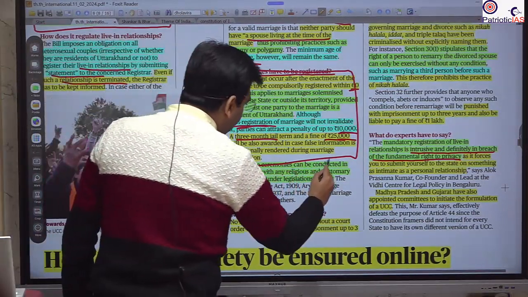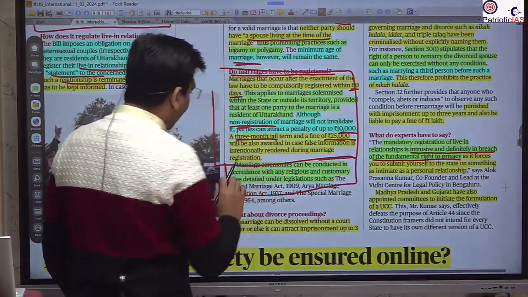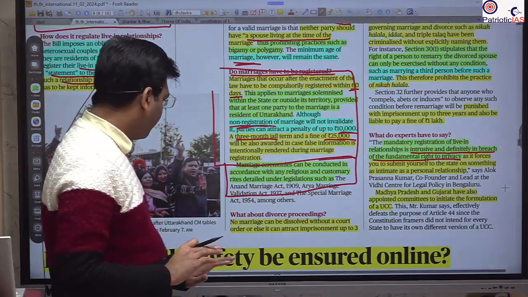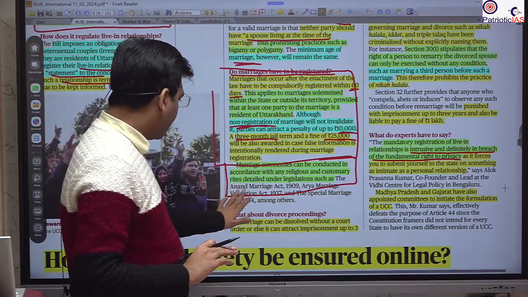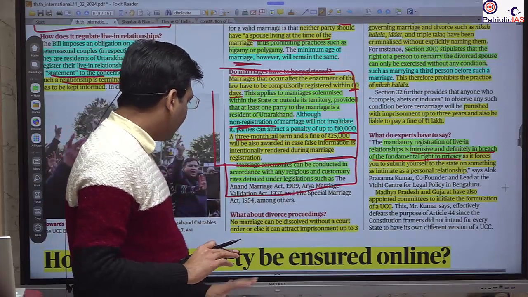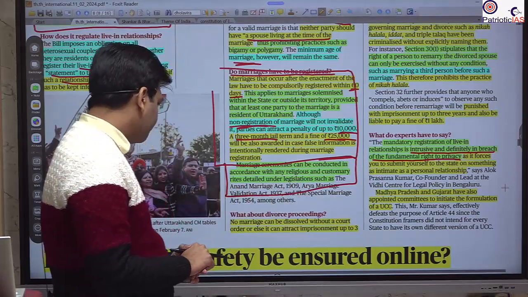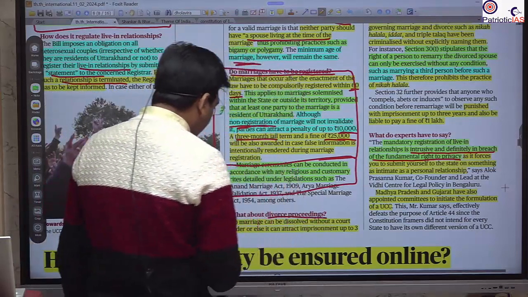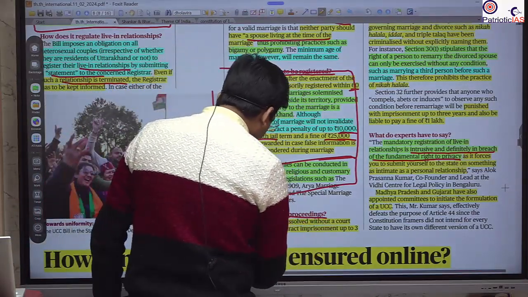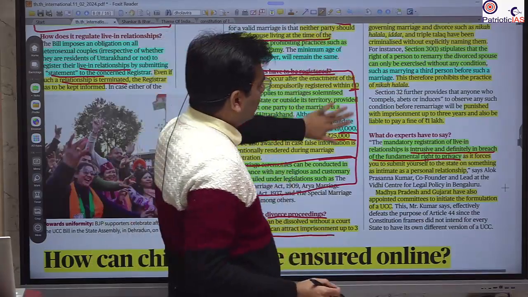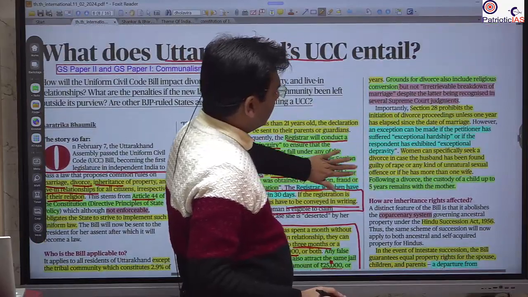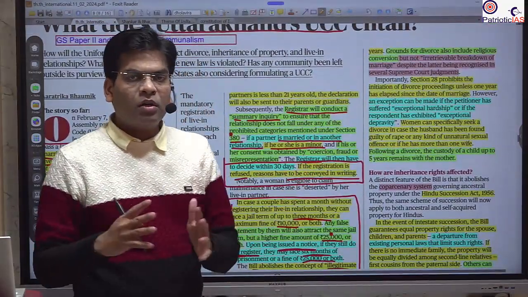Marriage ceremony: there is no rule for the marriage ceremony. You can follow your rituals and customs. And whatever the law was previously, the Anand Marriage Act, the Arya Marriage Validation Act, all of this will continue. What about divorce proceedings? No marriage can be dissolved without a court order. It is not a private settlement. You have to go to the court and get the resolution from the court. It is not on a mutual basis.